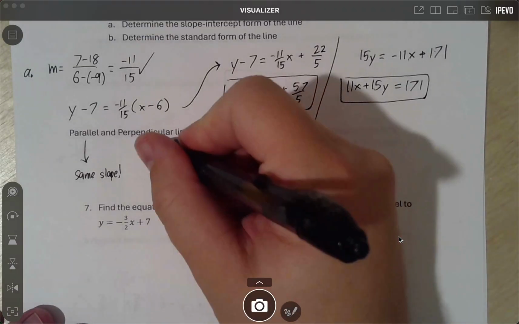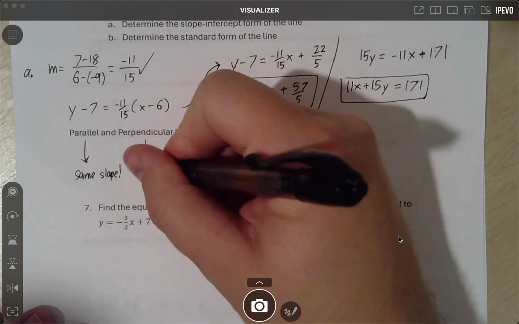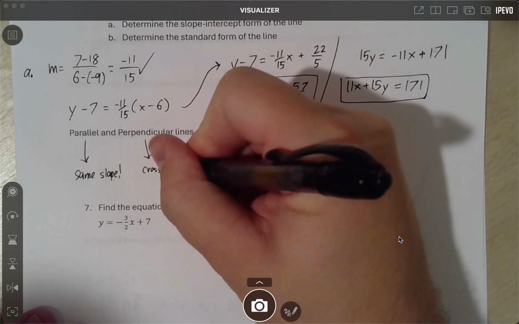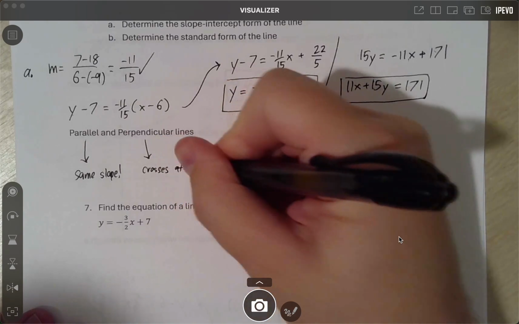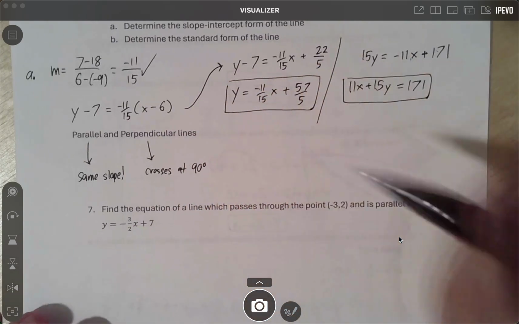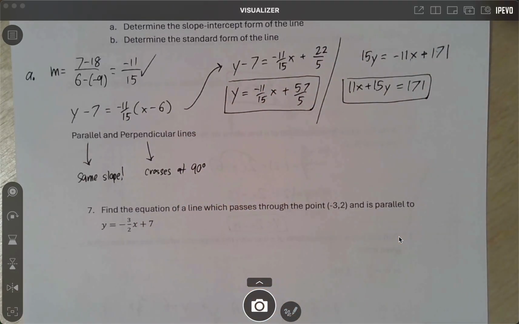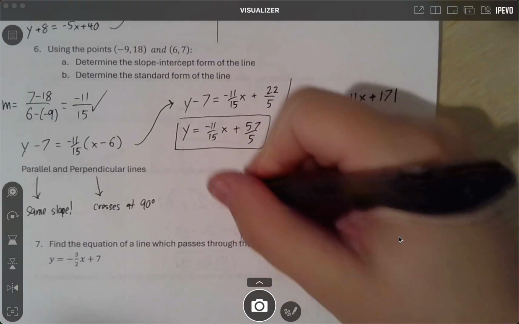Now, perpendicular means crosses at 90 degrees. All right? So, in other words, the exact opposite. Now, how do you form the exact opposite? Let's look at a few examples.